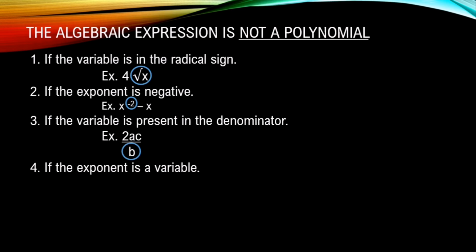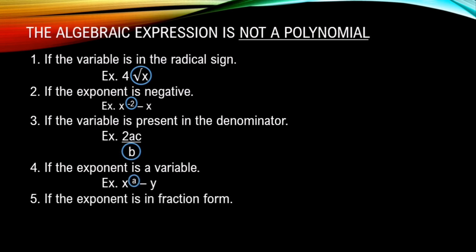Number 4, if the exponent is a variable. For example, x to the power of a minus y. If you observe, our exponent is a letter. Number 5, if the exponent is in fraction form. For example, 2x to the power of 1/2 plus 2x. Observe that the exponent is in fraction form.